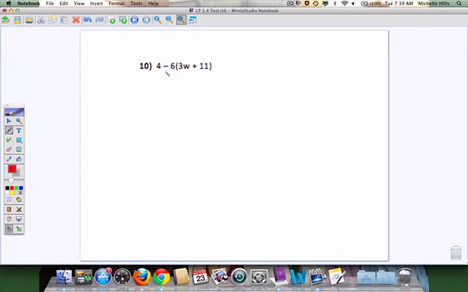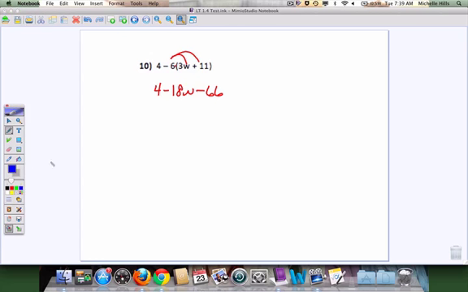In this problem, people will be tempted at times to do this 4 minus 6 and get negative 2. The problem is the order of operations says multiplication comes before subtraction. So I'm going to distribute a negative 6 to the 3w and a negative 6 to the positive 11. And the 4 is just going to come down into that next step. Negative 6 times positive 3w is a negative 18w, so 4 minus 18w. Negative 6 times positive 11 is negative 66, so I write minus 66.